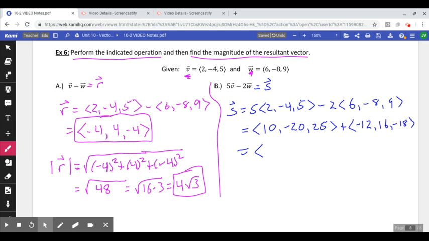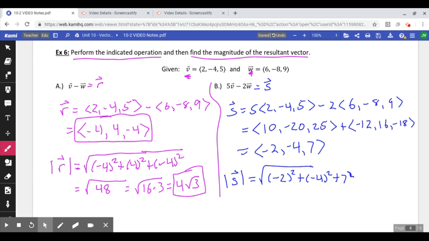Then we'll just add the x, y, and z components separately. So 10 minus 12 is -2, looking at your x components of each one. Then we've got -20 plus 16 for your y components, which is -4. And your z components will be 25 plus -18, which happens to be 7. And once again, to find the magnitude of that resultant vector, we're just going to take the square root of the x, y, and z components squared and then add them together. And we'll do that square root last.